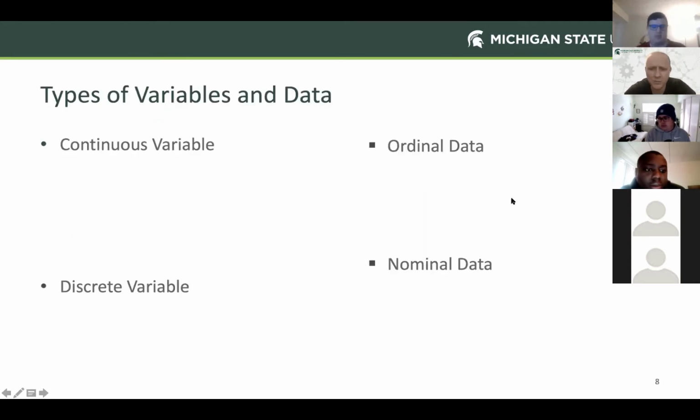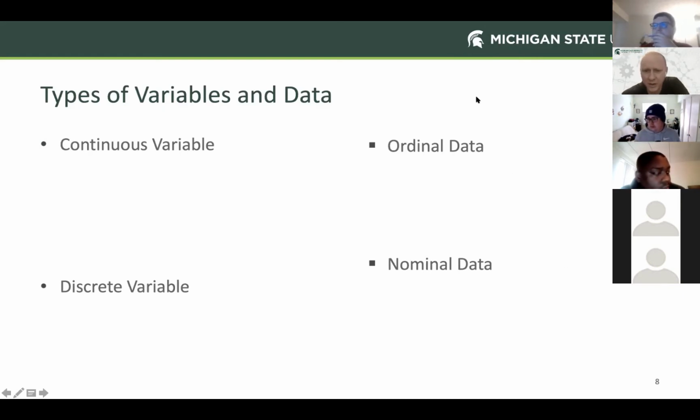So we'll be dealing with several different types of data over the course of the semester. And that includes the nature of the data. So whether it's continuous or discrete, whether it's ordinal or nominal in nature.